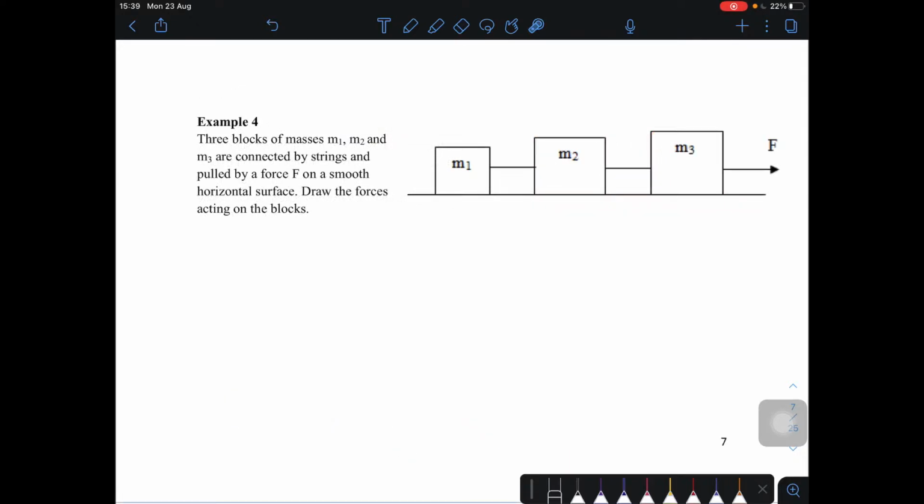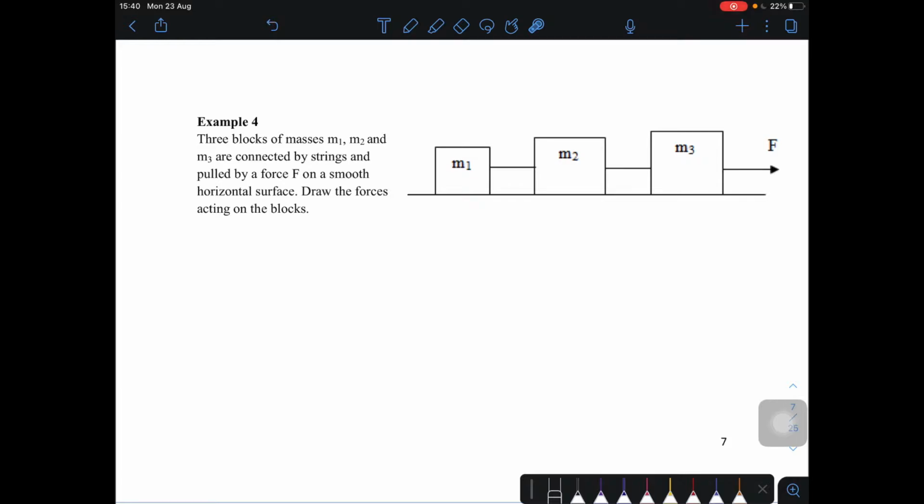Okay, next one, we look at example 4. 3 blocks of masses M1, M2, and M3 are connected by strings and pulled by a force F on a smooth horizontal surface. Draw the forces acting on the blocks. Here, it doesn't say that we have to draw FBD. It is not specific, but for any question involving forces, you must draw the FBD even if the question does not ask for it. So we still have to draw the FBD.